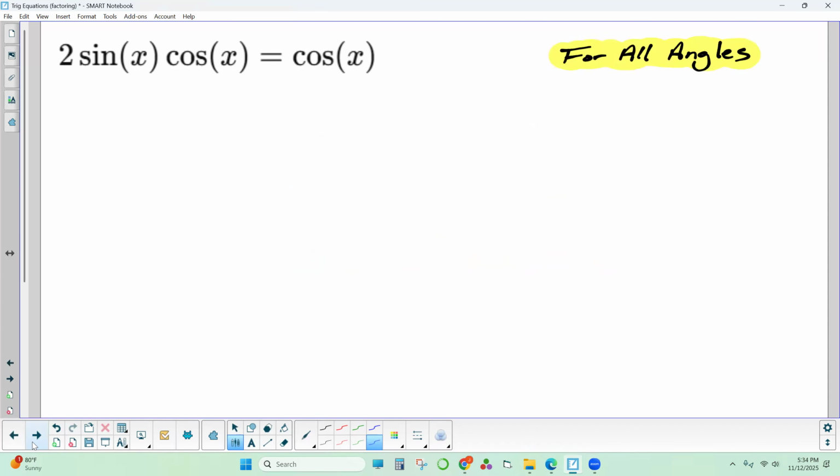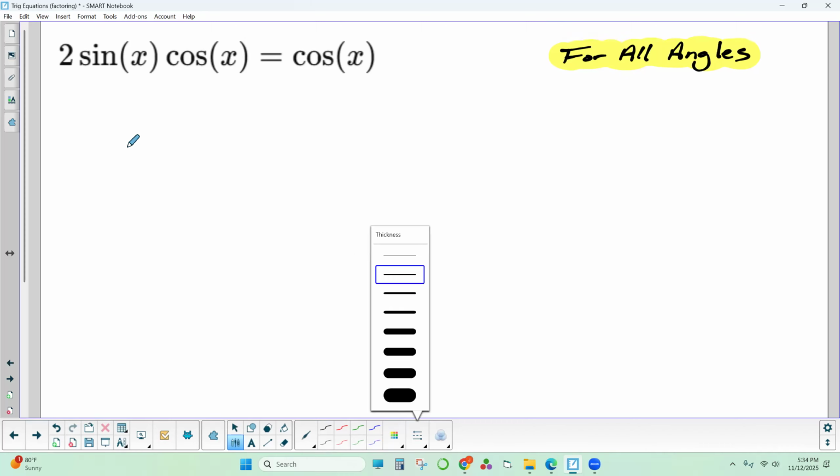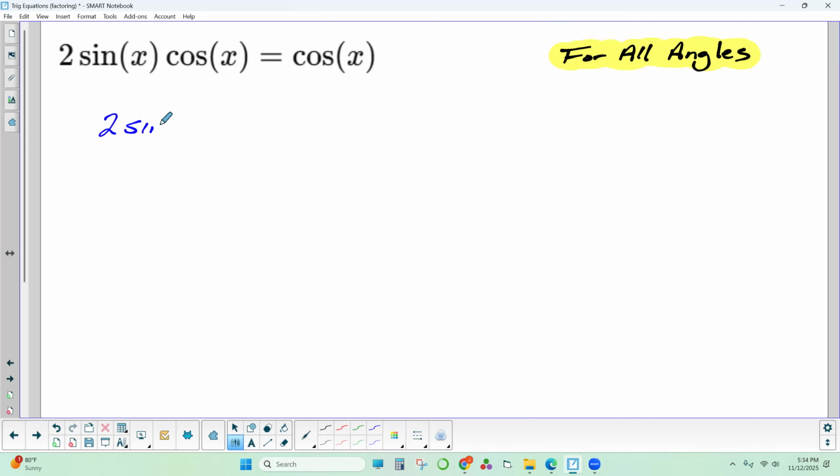In this first example, you can see that we've got sine and cosine within the same equation. So I'm going to take cosine from the right and subtract it, move it over to the left. Now I've got two terms on the left side of my equation, and they both have a common factor, which is cosine x. So I'm going to factor out cosine x.